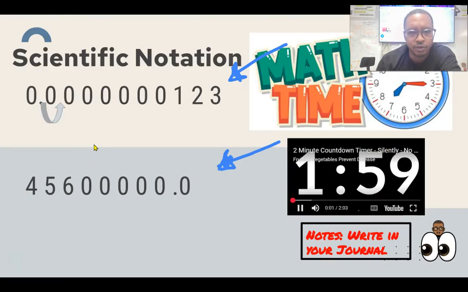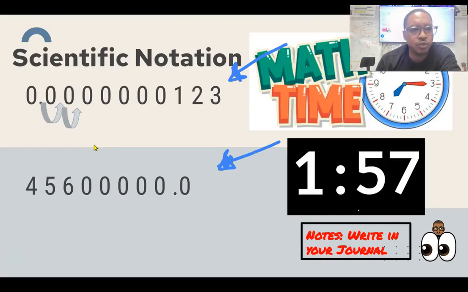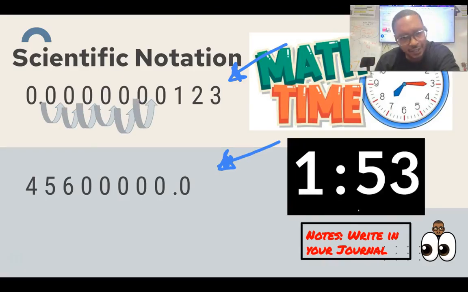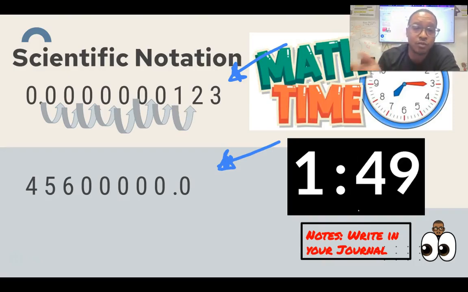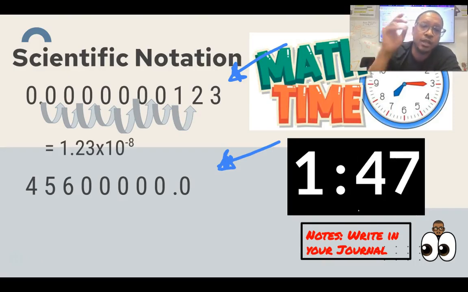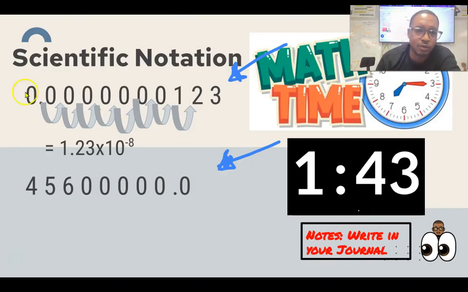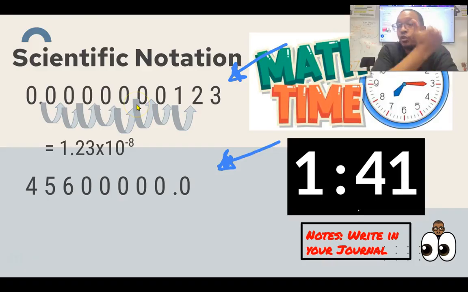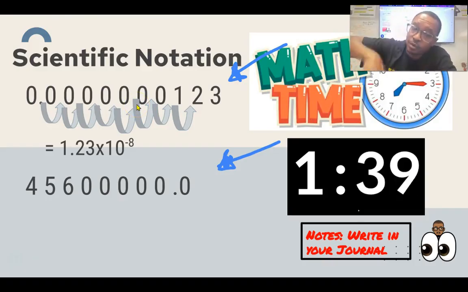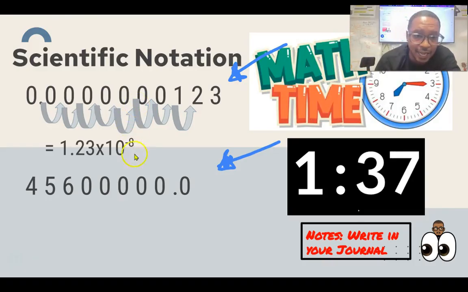Okay, so we're going to go 1, 2, 3, 4, 5, 6, 7, 8. So that gives us a number between 1 and 10. So it would be 1.3 times 10 to the negative 8. And again, because we moved the decimals 8 times to the right. And remember, it's a small number, so the exponent is negative.